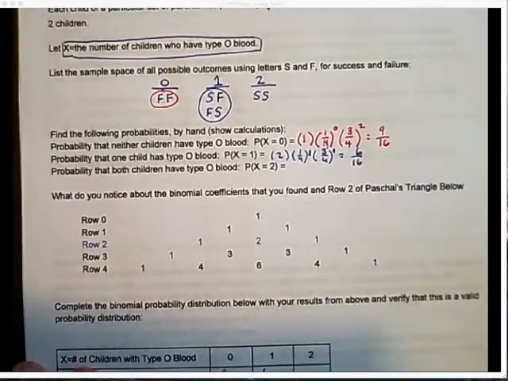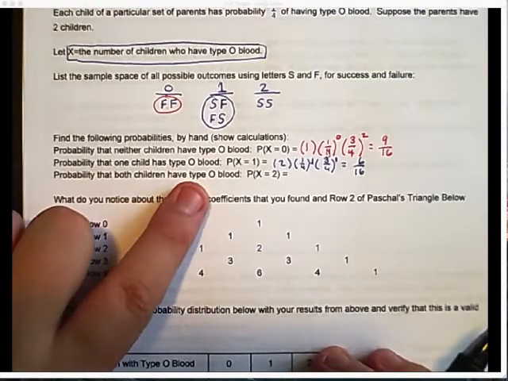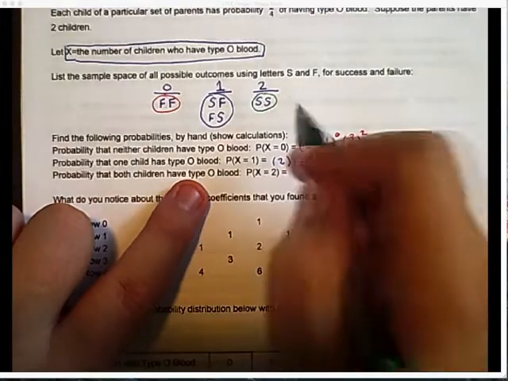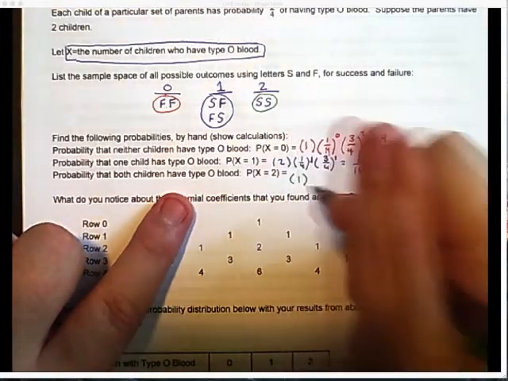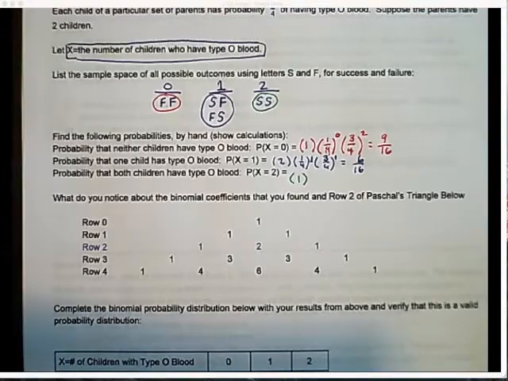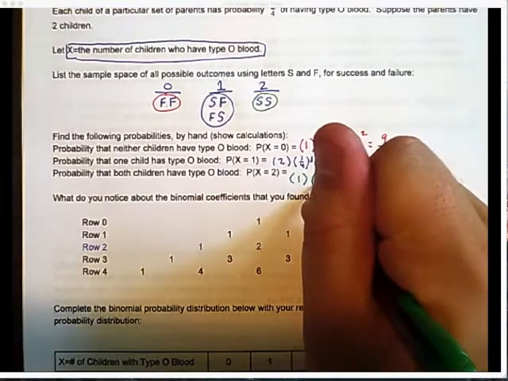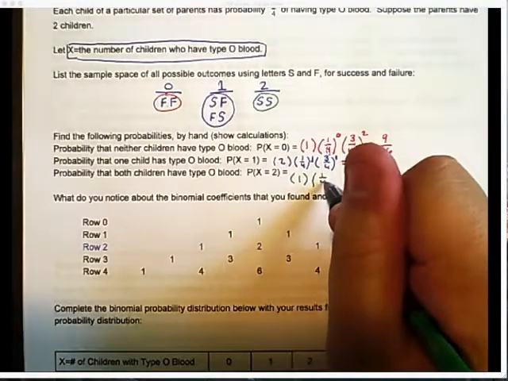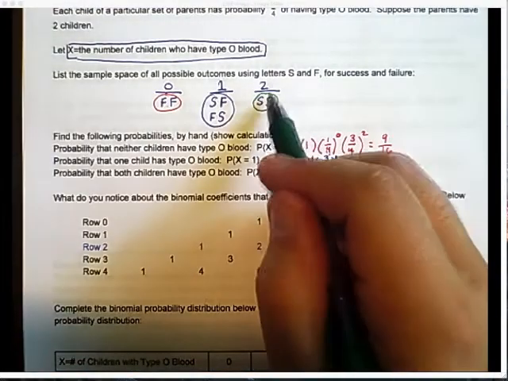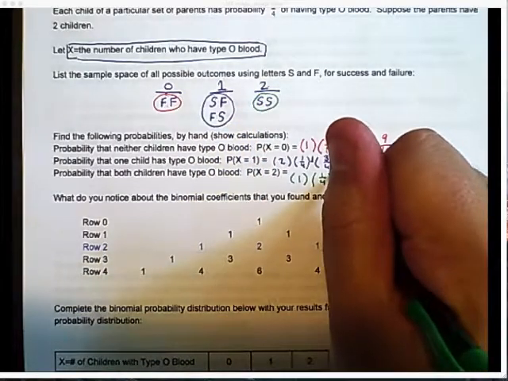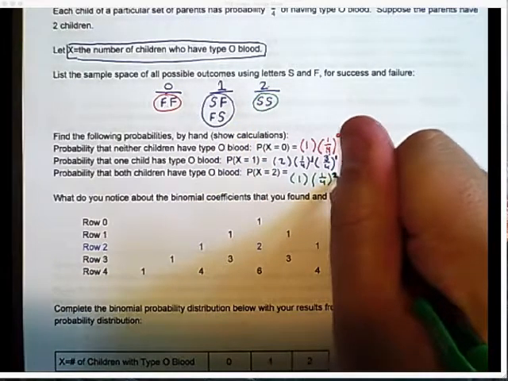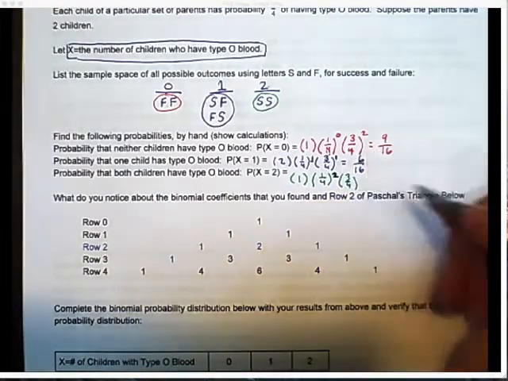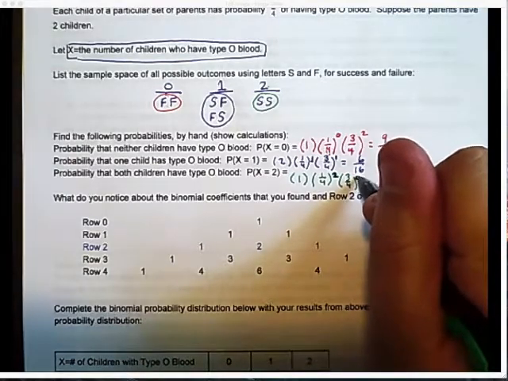Now, let's do the probability that both children have type O blood. How many ways can both children have type O blood? There's only one listed way, so we're going to start with the number 1 there. Then we do the probability of success, 1/4. In this case, how many successes do we have? Both children are successes. Then we take 3/4. How many children failed to have it? 0.